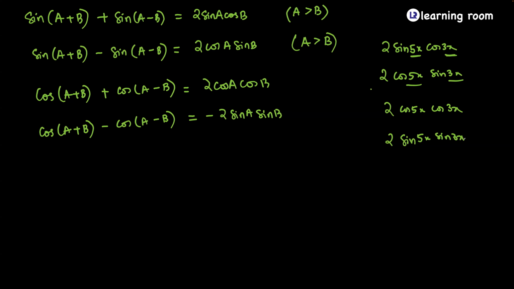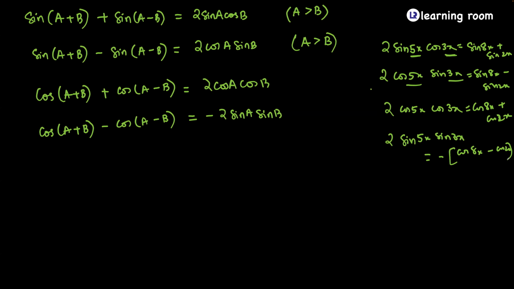Right? So having said this, can you tell me how will this identity get converted using that logic? Sine of 5x plus 3x. So sine 8x plus sine 2x. So what about this? Sine 8x minus sine 2x. What about this? Cos 8x minus cos 2x. Negative of cos 8x minus cos 2x.